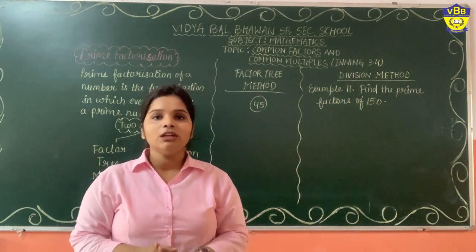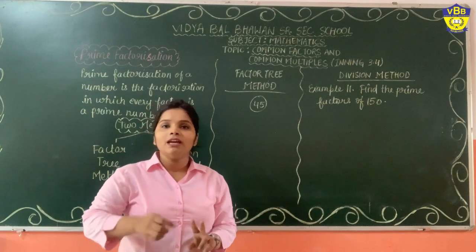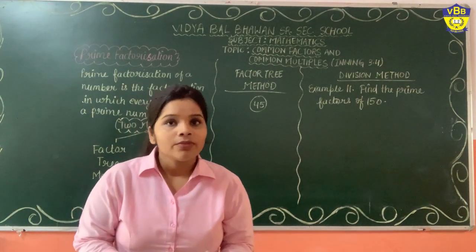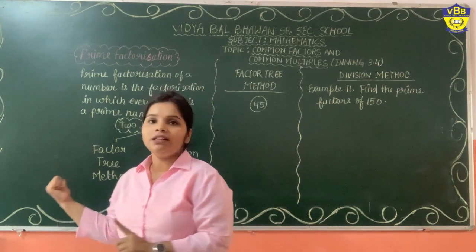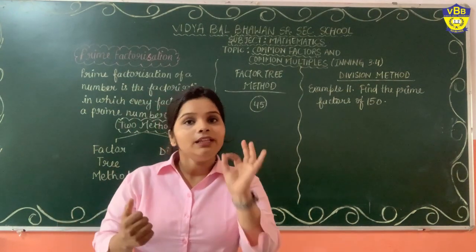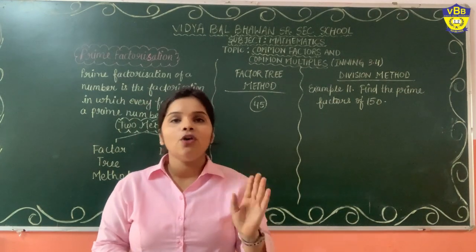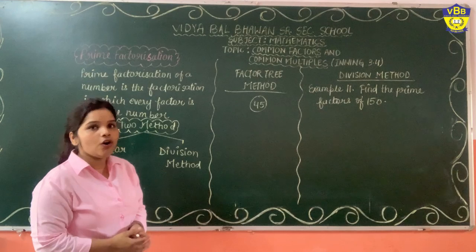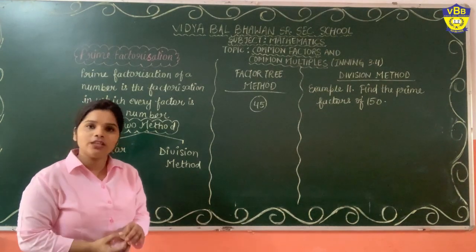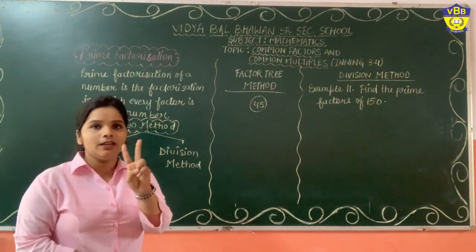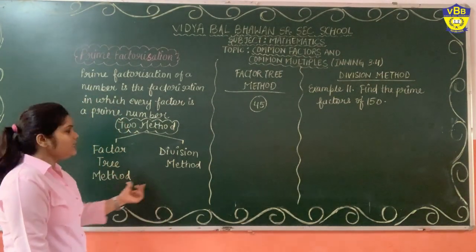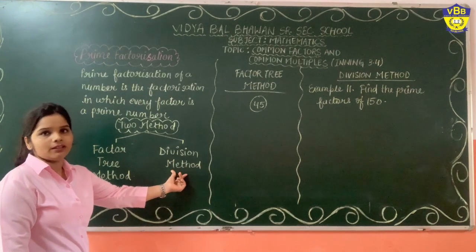Like if I am talking about 26, then I will write all the possible factors of 26. But here in this prime factorization, we will only write the prime factors of the given number. So if I talk about the methods of finding the prime factors of a given number, we have two methods. First one is the factor tree method and second one is the division method.